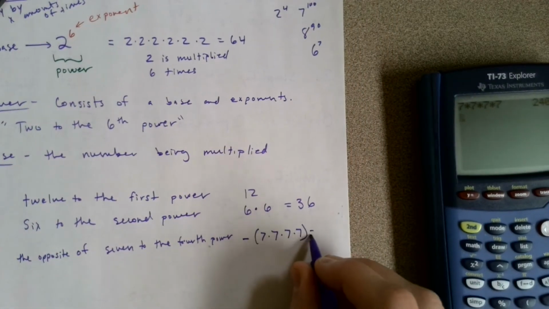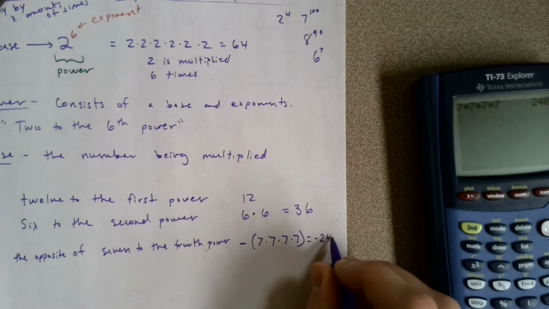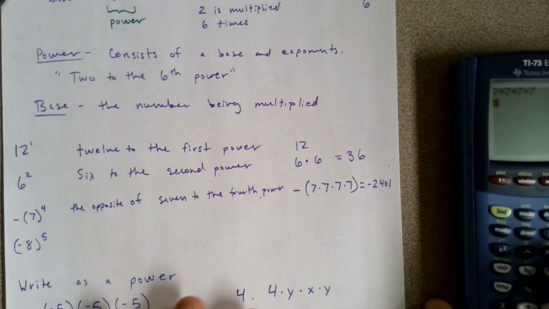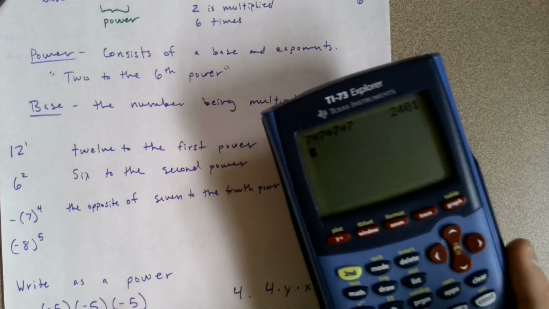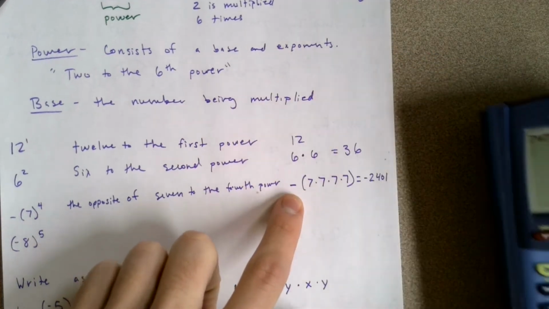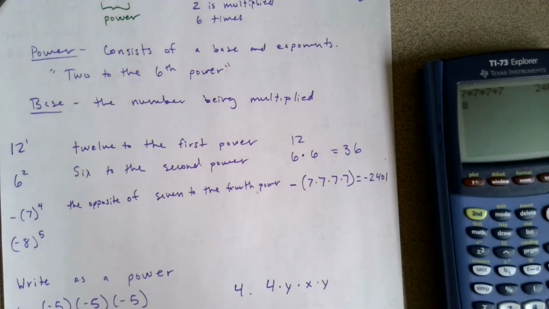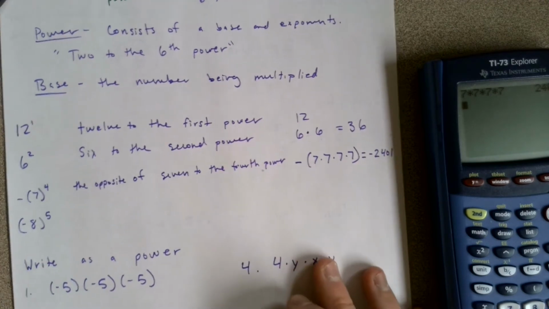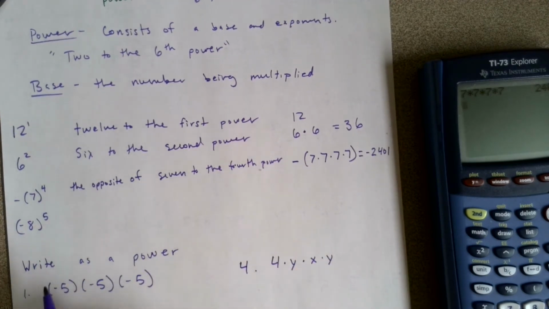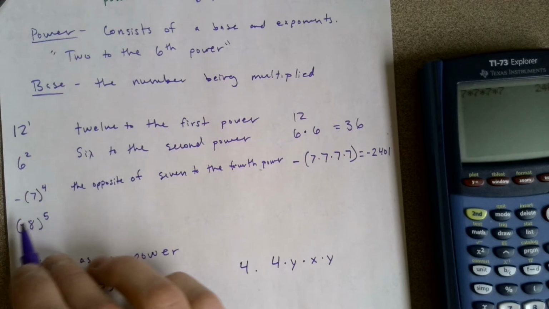And we get negative 2,401. That's 7 times 7 times 7 times 7. I have that negative sitting on the outside, so I know I'm going to multiply that at the end. Negative 2,401.